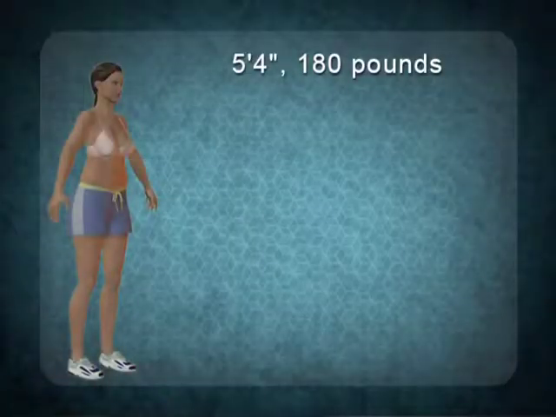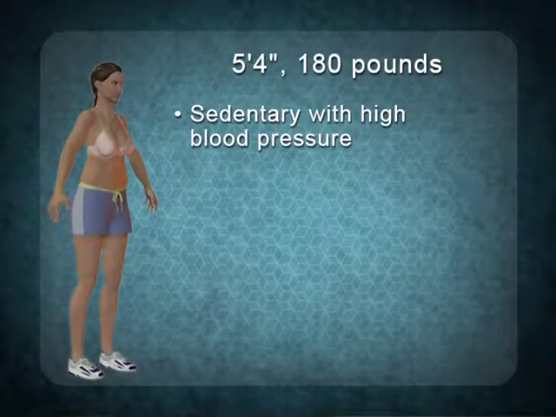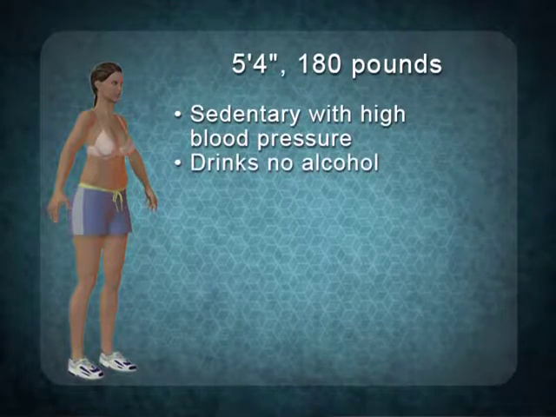So let's try and pull all this together with an example. We have a woman, she's 5'4", and she currently weighs 180. Okay, so you're thinking in the back of your mind, 180 is probably not her ideal body weight, so let me figure this out. She should weigh 120. So that would tell you from the beginning she's got about 60 pounds to lose. She's sedentary with high blood pressure. She doesn't drink any alcohol, but she drinks black tea.